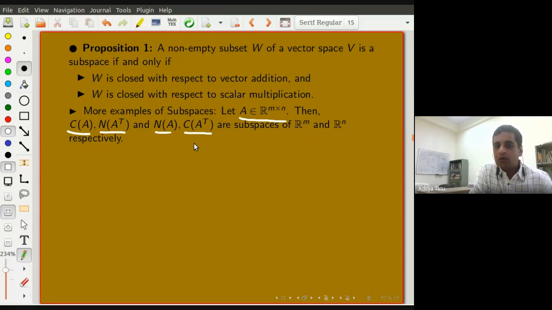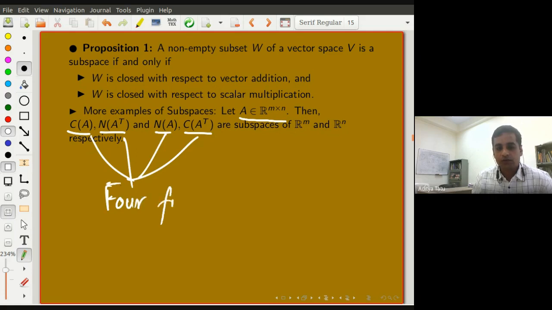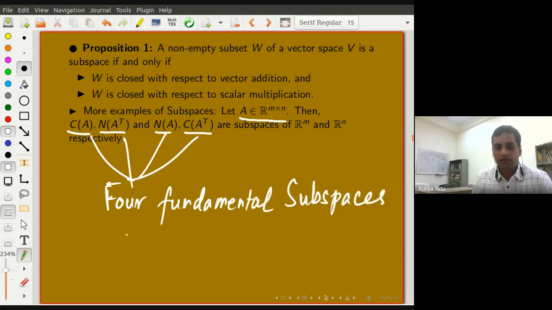So in principle, we have already proved that given a matrix A, its column space, left null space, null space, and row space are subspaces of Rm and Rn respectively. Once this is proved, we'll call these 4 subsets the 4 fundamental subspaces associated with the matrix A.